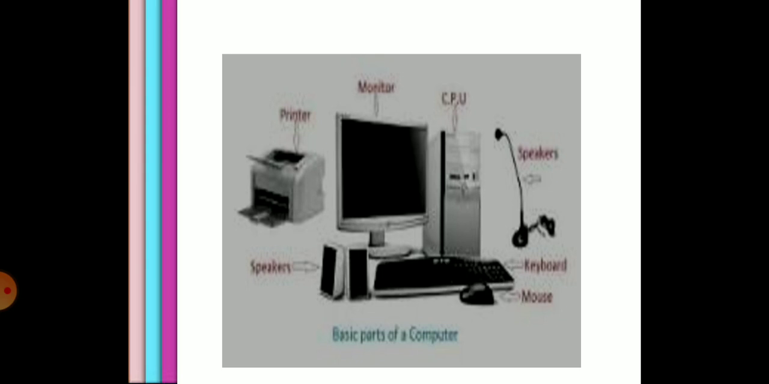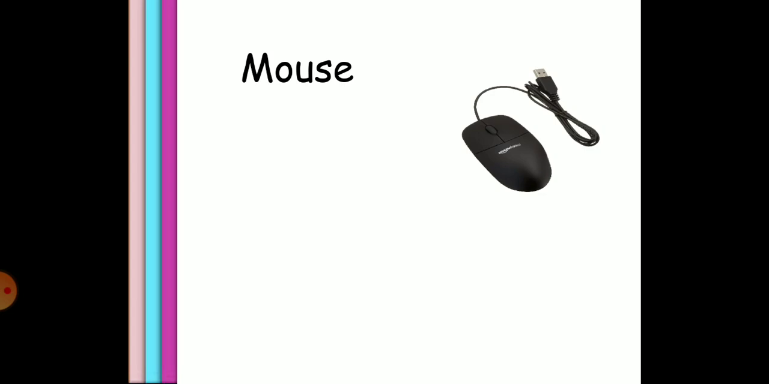Now children, we all are aware about different parts of computer. The parts of computer are monitor, CPU, speakers, keyboard, mouse, printer. These all are basic parts of the computer. And in this chapter we are going to study about mouse and the keyboard. So let's see what is a mouse. This is how a computer mouse looks like. It is connected to the CPU through a wire.